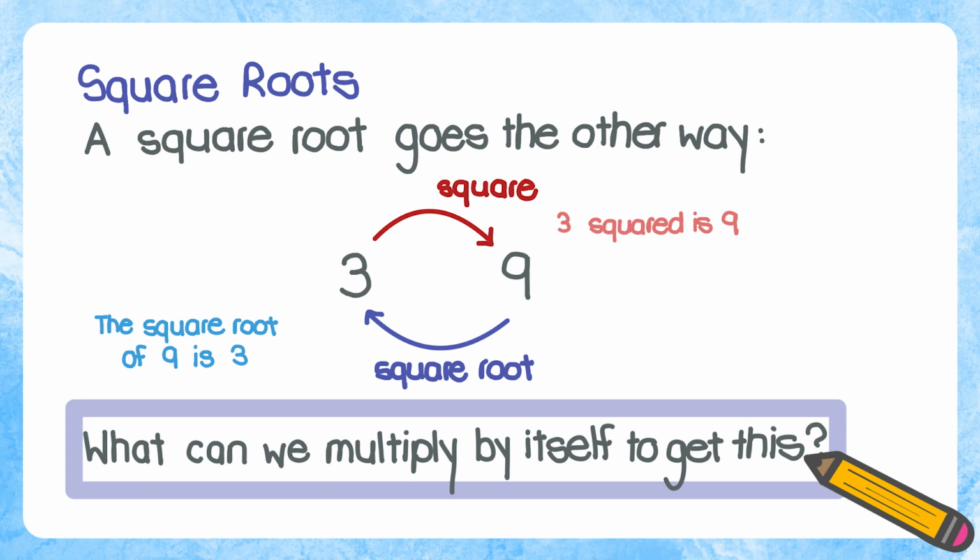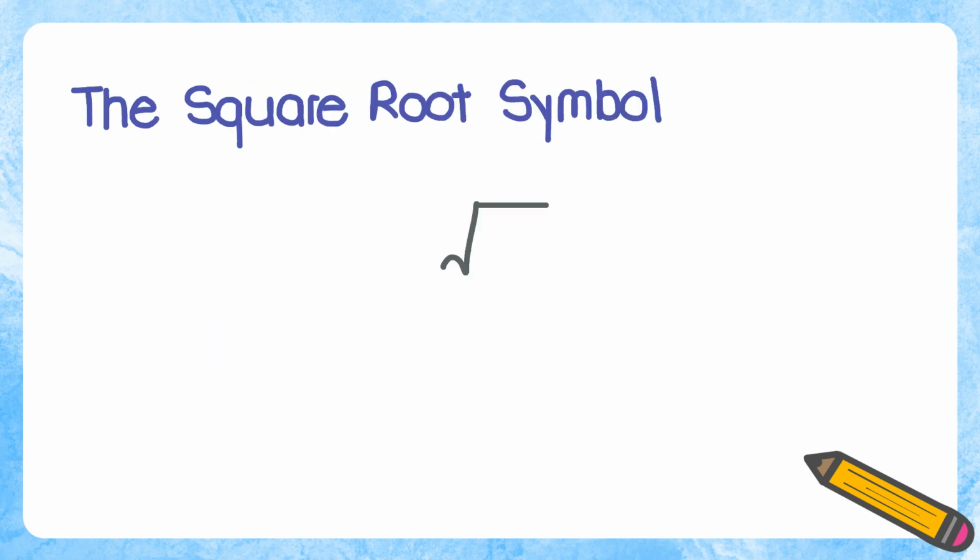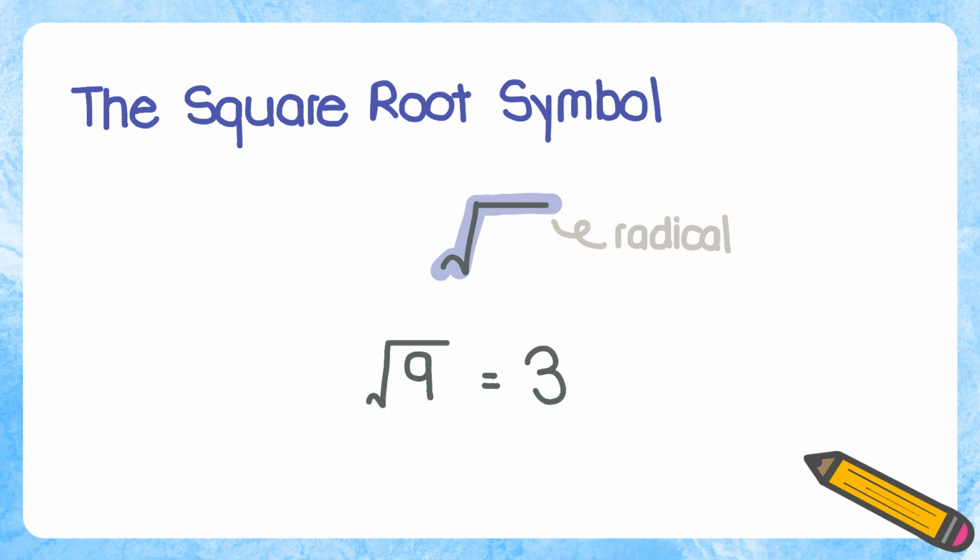So when you're taking the square root, ask yourself this question. What can we multiply by itself to get this? So for example, what number can I multiply by itself to get 9? 3. That's why the square root of 9 is 3. And this symbol right here tells you to take the square root. We also call this symbol the radical. So for example, let's say you see an equation like this. We would read this as the square root of 9 equals 3.